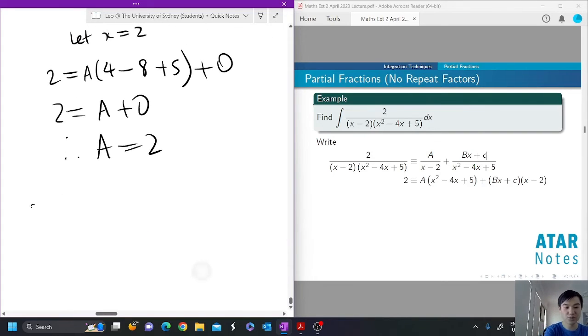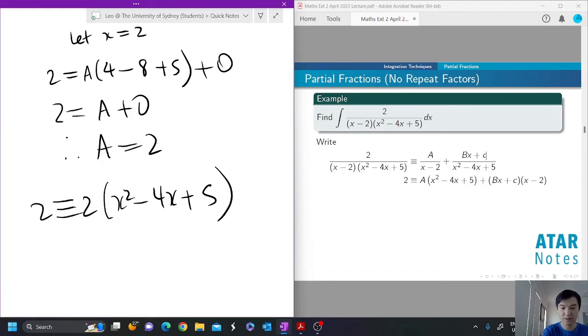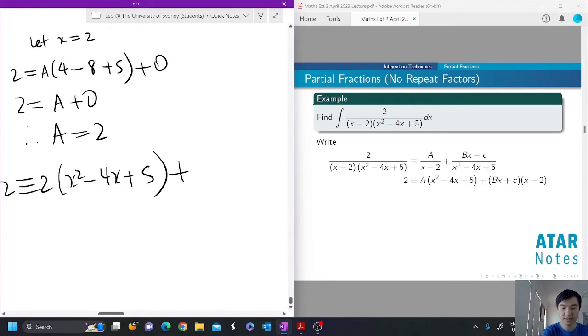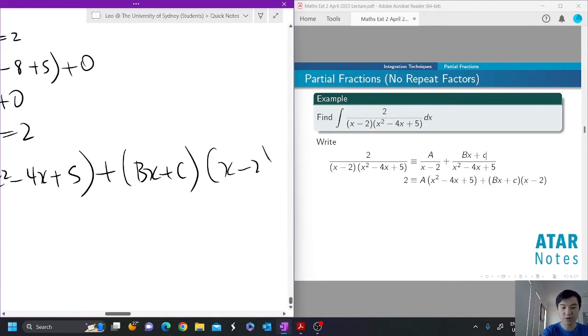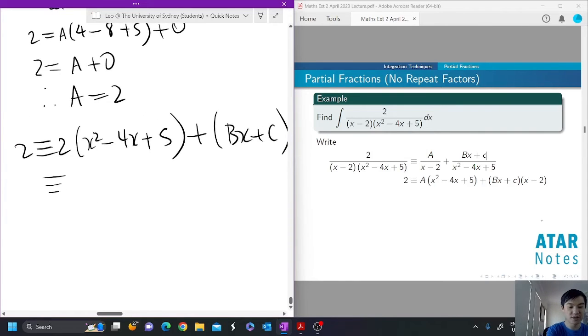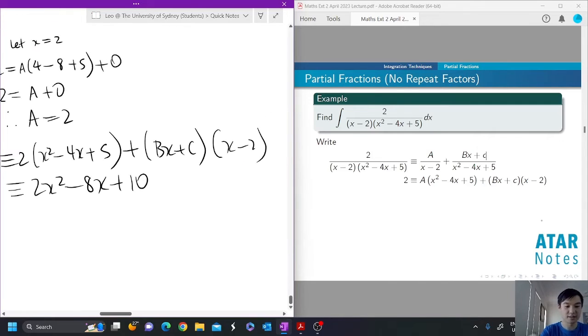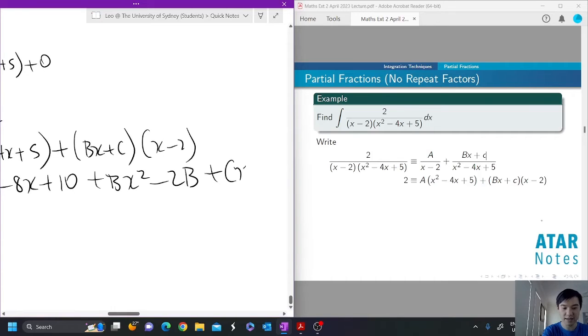So now we know that 2 is identically equal to 2 times (x squared minus 4x plus 5) plus (bx plus c) times (x minus 2). Now I'm going to expand and then compare coefficients. So this is going to be 2x squared minus 8x plus 10. And here we get bx squared minus 2b plus cx minus 2c.